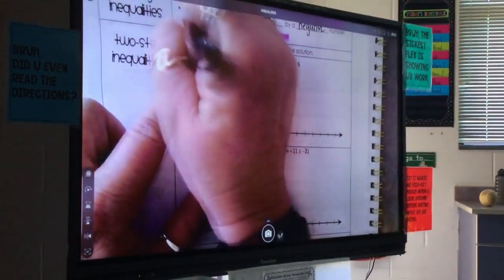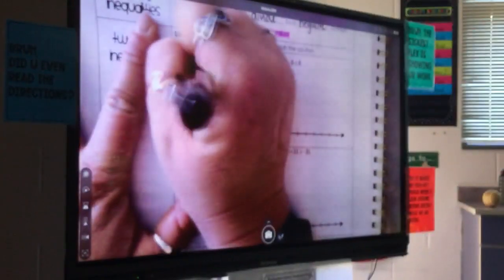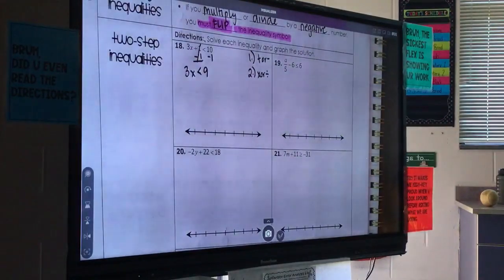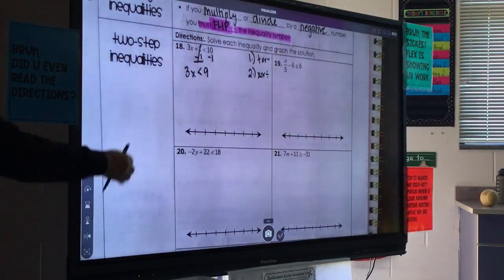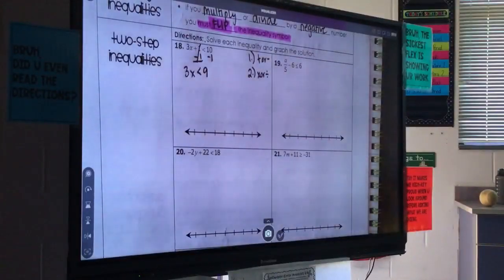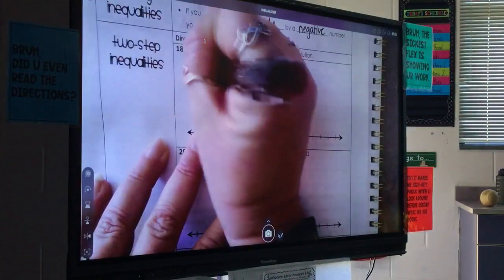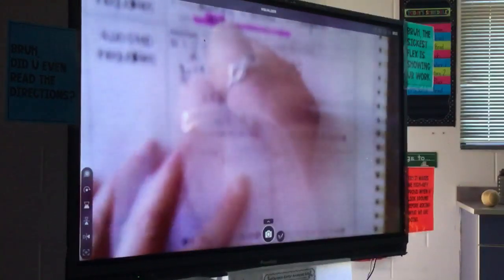Brayden? Yes. We're going to subtract by 1. Then we have 3x is less than 9. We're done with our adding and subtracting. Then how do we get rid of that 3x? What operation is going on here? Anthony? Yes. Because we have multiplication going on there. So I'm going to divide by 3 on both sides. x is less than 3.